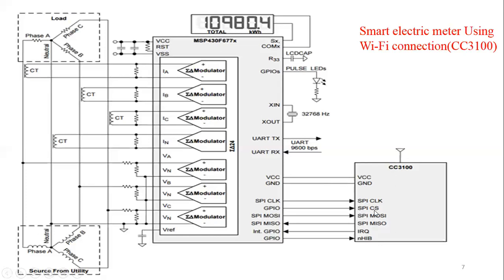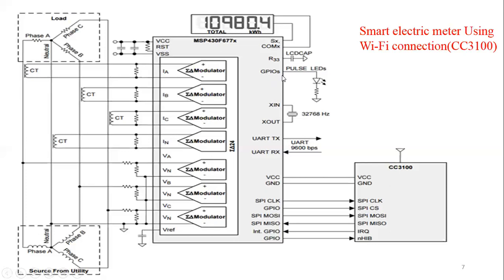and chip select. Similarly, we have an interrupt request available, and here we have a UART transmitter as well as the receiver with the baud rate of 9600, already discussed, and a 32 kilohertz crystal frequency connected between X in and X out, and general purpose input and output.